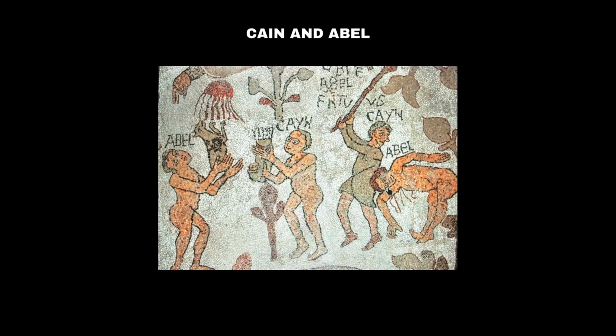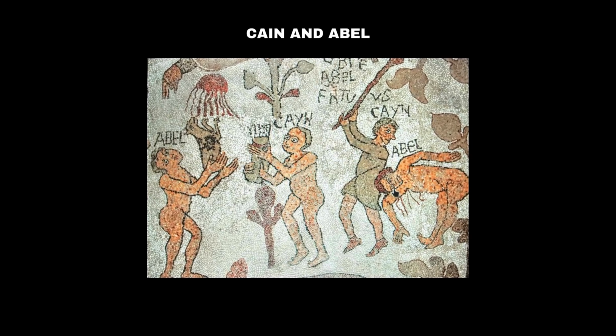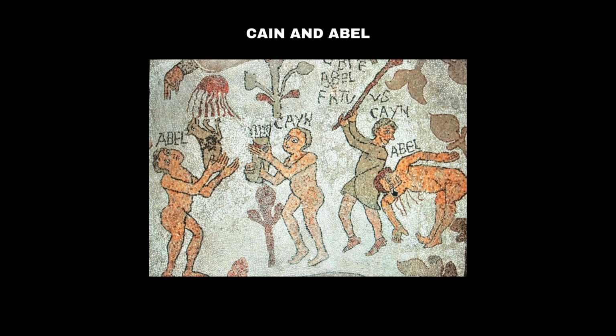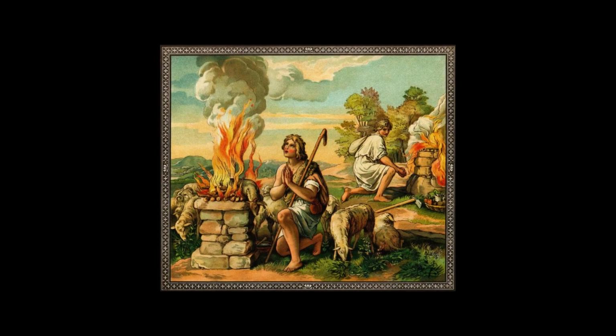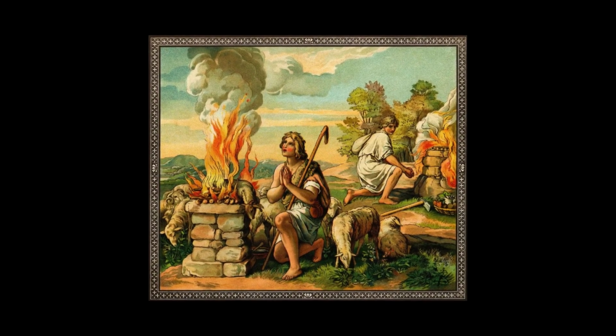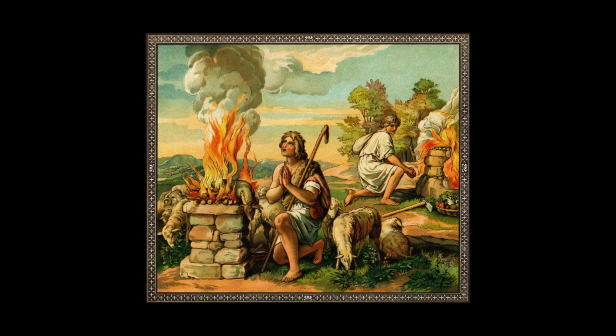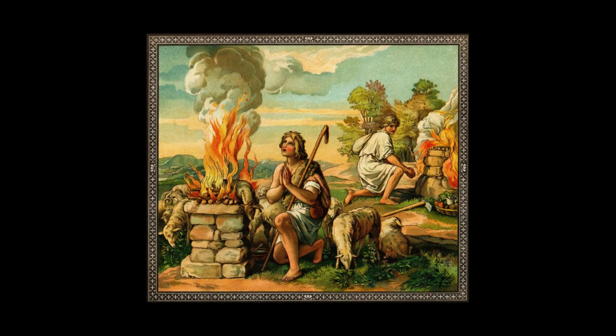Next on the Tree of Life floor mosaic is a depiction of Cain and Abel. Cain and Abel, the first two sons of Adam and Eve, are significant figures in the biblical account of Genesis. Cain, the firstborn, was a farmer, and his brother Abel was a shepherd. The brothers made sacrifices, each from his own fields, to God. God had regard for Abel's offering, but had no regard for Cain's.